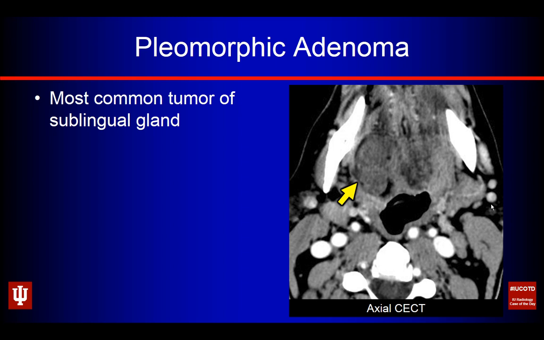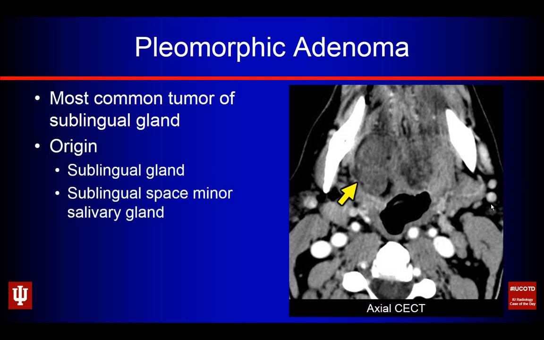So, fortunately, this is still going to be the most common sublingual gland tumor. This is a nice case that Troy Hutchins lent me. And these can originate from the sublingual gland itself, or you can also get pleomorphic adenomas in the sublingual space that arise from minor salivary gland rests that occur in the sublingual space. We'll talk about minor salivary gland tumors here in about 2 minutes.